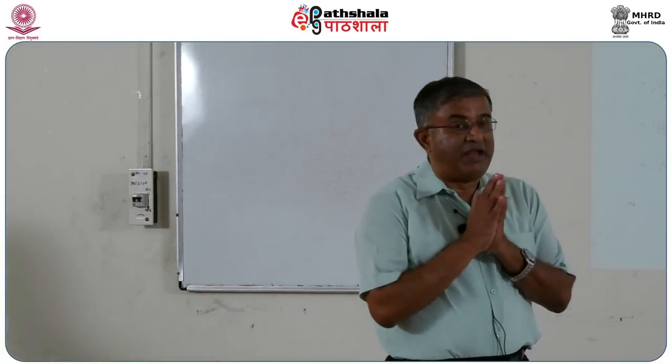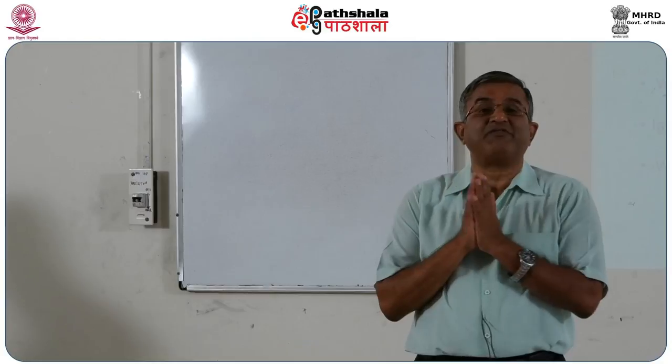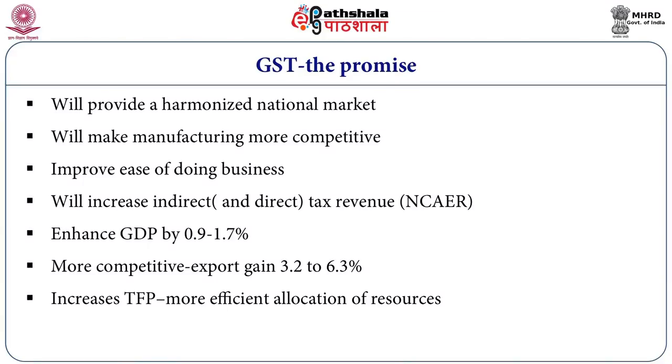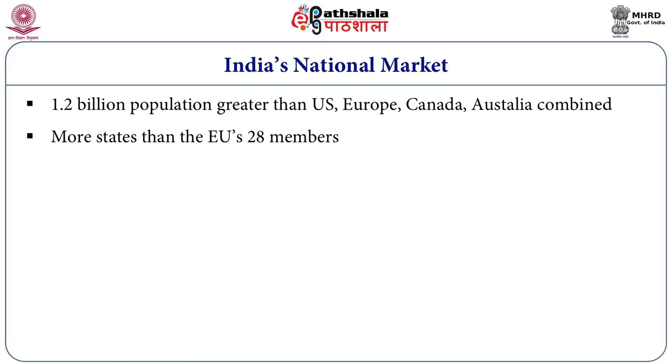1.9 to 1.7. Now, as I said, the Federal Reserve is saying up to 4%. See, remember my old numbers. We are arguing about 7% growth when we require 14% growth. We require these kinds of numbers, for which we require GST. And see the size of the market. The size of the market is so large. The 1.2 billion population is greater than the US, Europe, Canada, Australia combined. That's the size of the market. US, Europe, Australia and Canada put together, the Indian market is bigger.